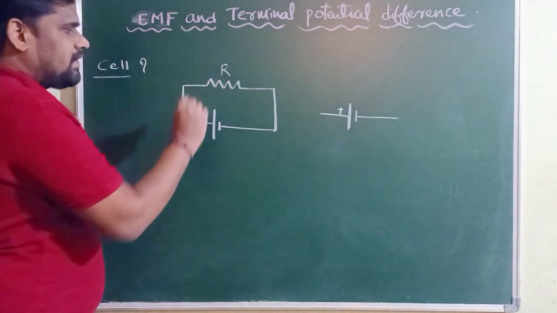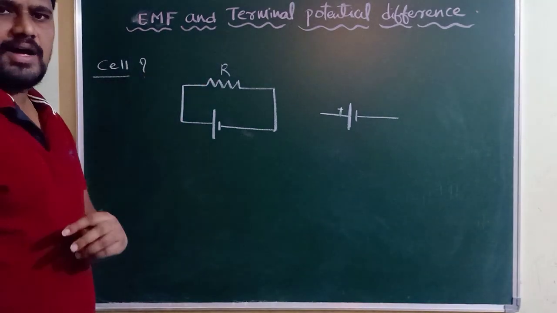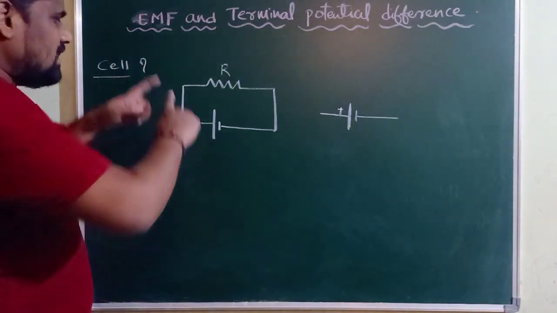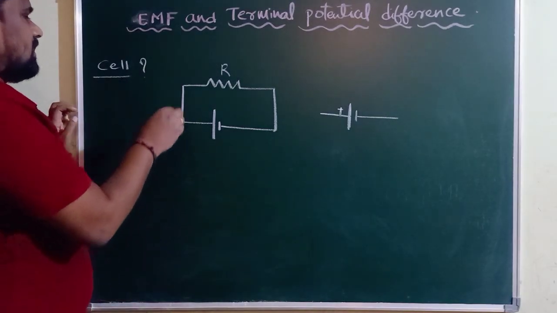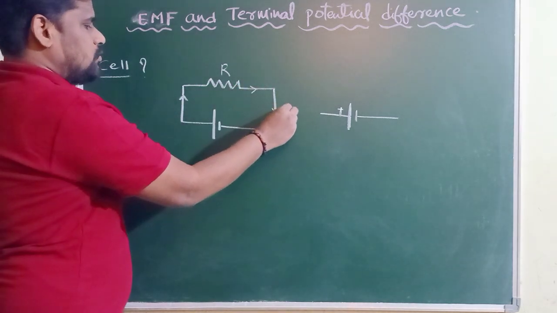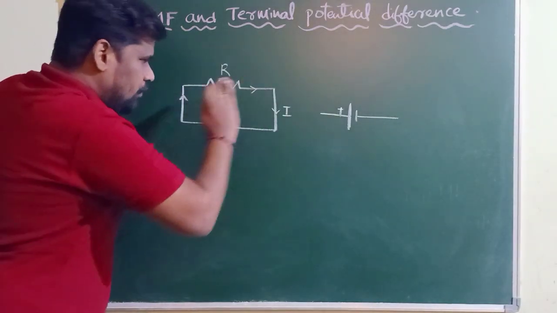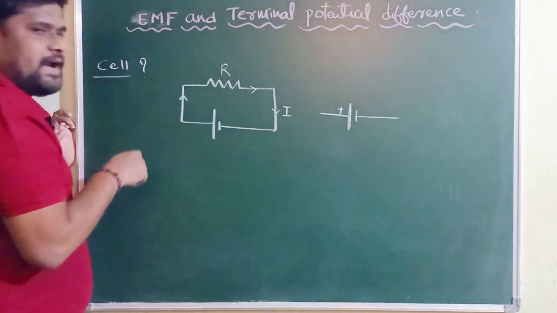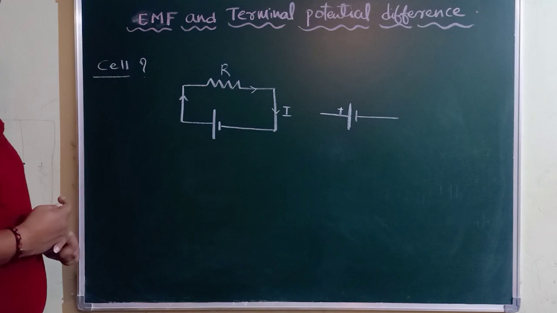The cell is connected across a wire or a conducting wire of a certain resistance R. When the cell is connected across the wire of certain resistance R, what happens? The current starts flowing through the circuit. That current which is flowing through the conducting wire is constant here. That constant current is provided by the device called the cell here. Therefore, how are you going to define cell here?